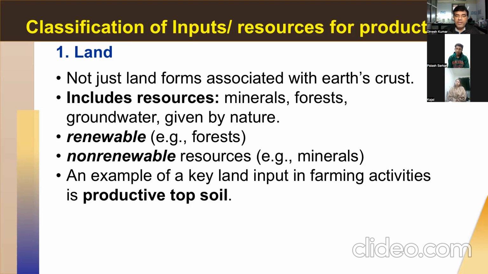An example of a key land input in farming activities is productive topsoil. So productive topsoil is part of land, like we have sunlight, like we have forest or minerals.